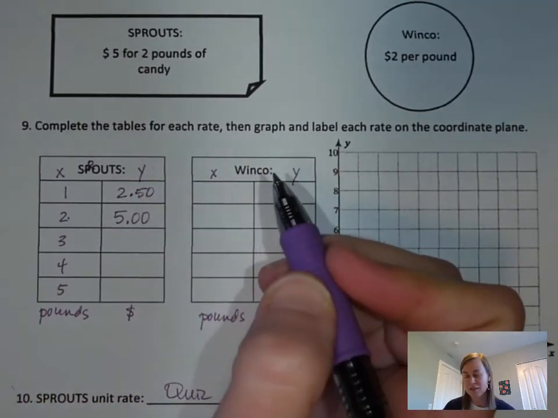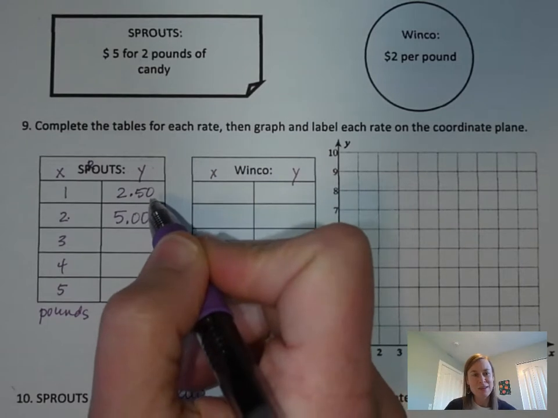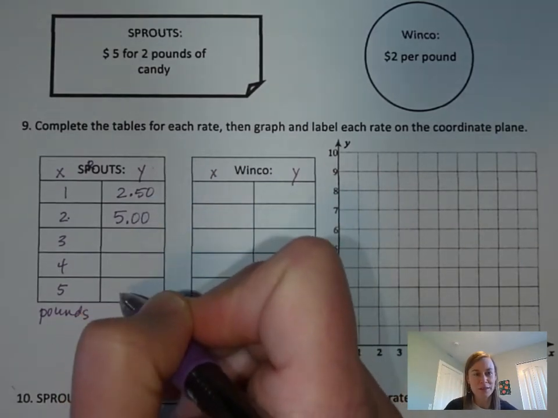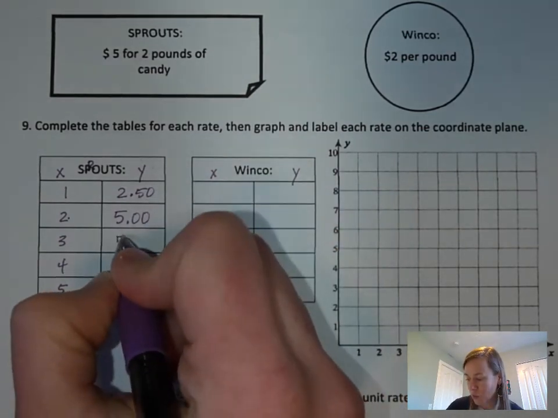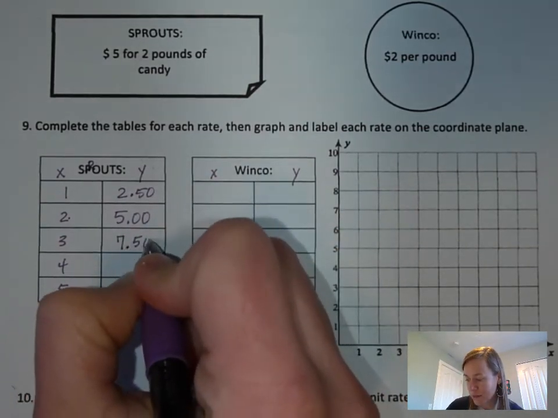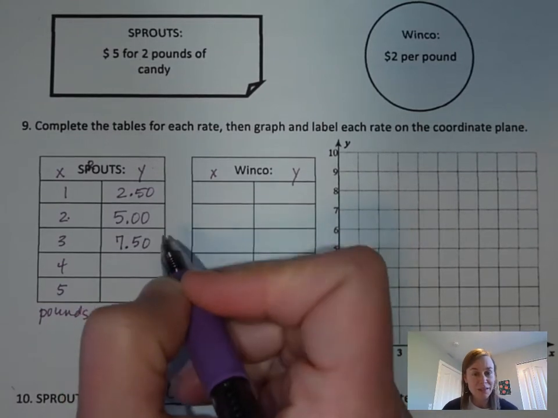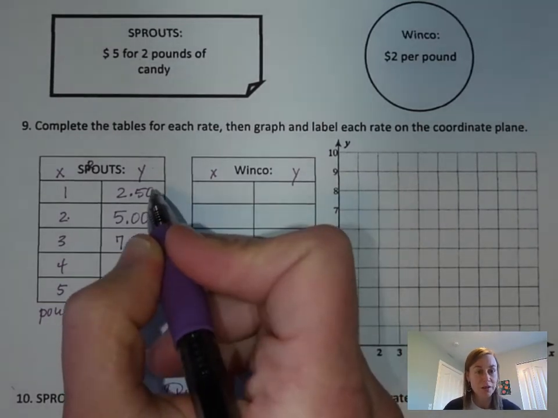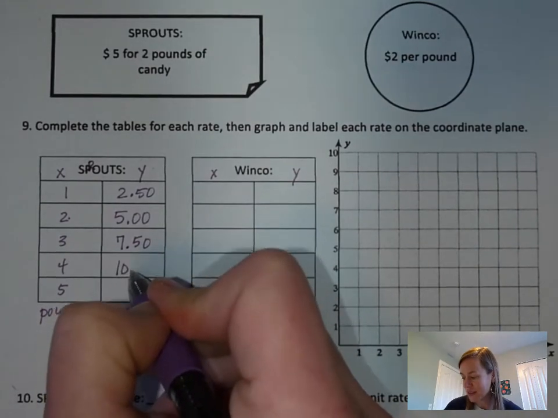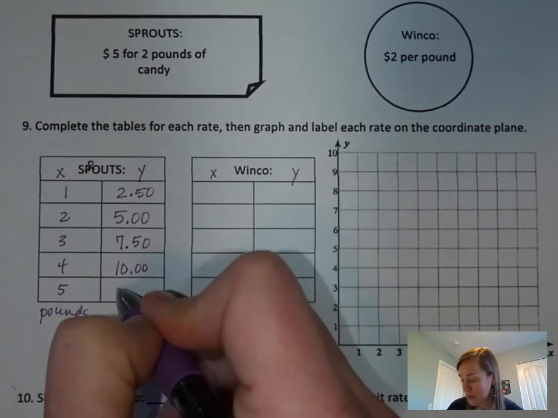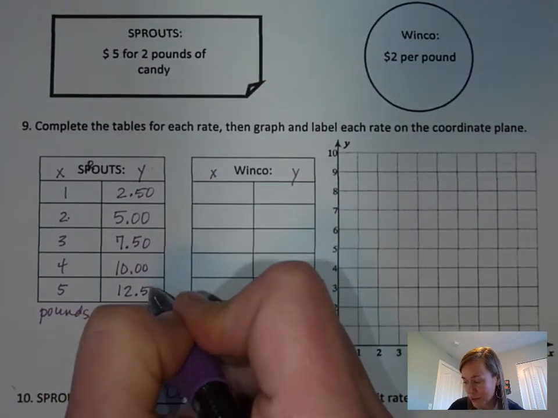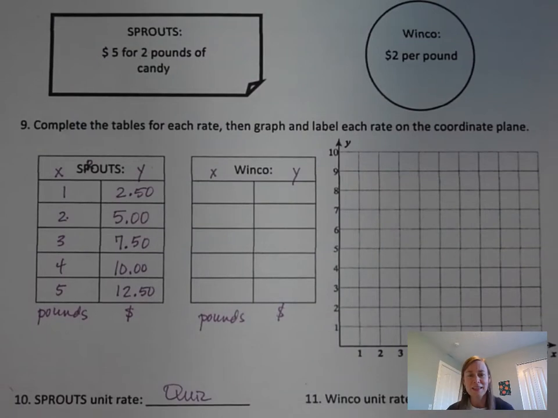So $2.50. Okay, so now we need to fill this in for 3, 4, and 5 pounds. So $2.50 times 3, you grab your calculators if you want. That's going to give you $7.50. What about $2.50 times 4? That's going to give us $10 even. And then $2.50 times 5 is going to be $12.50. Like I said, totally fine if you need a calculator for that, but if you like counting up by $2.50 increments, that works too. So we have this filled out for Sprouts.